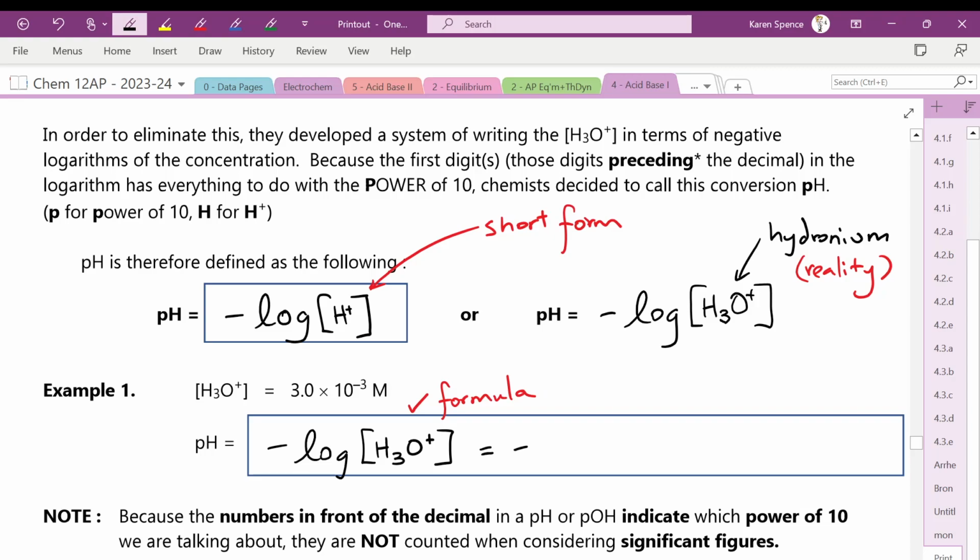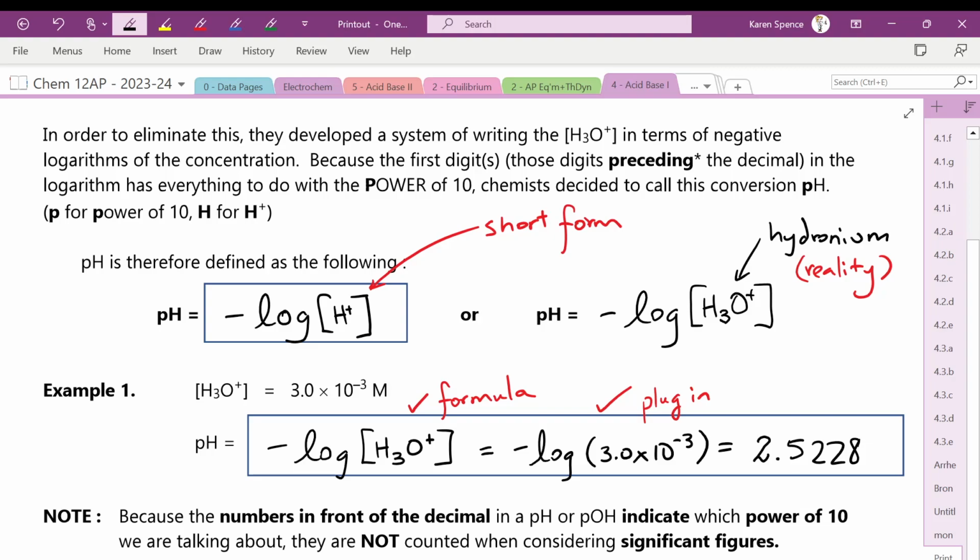Equals negative log of 3.0 times 10 to the negative 3. You get a mark for plugging in. And then we say 3 times 10 to the negative 3, log, and you should get 2.5228, or something along those lines, 2.5229.